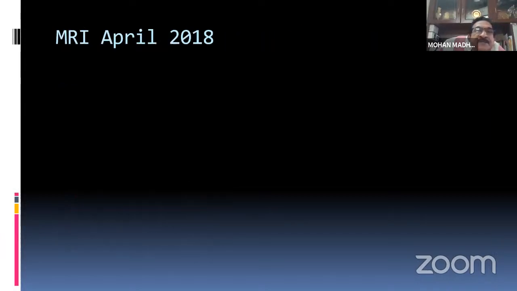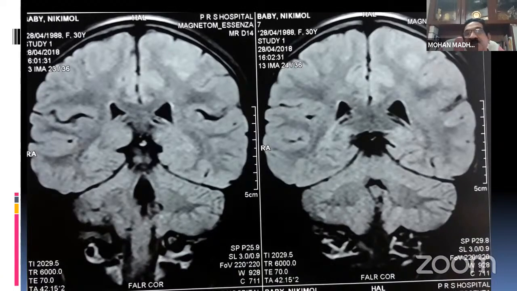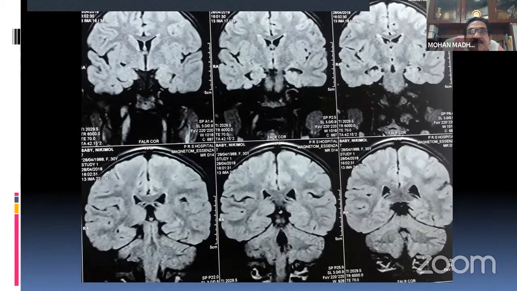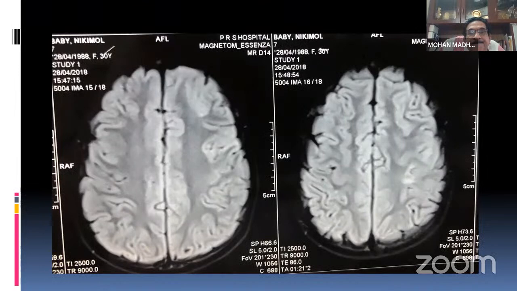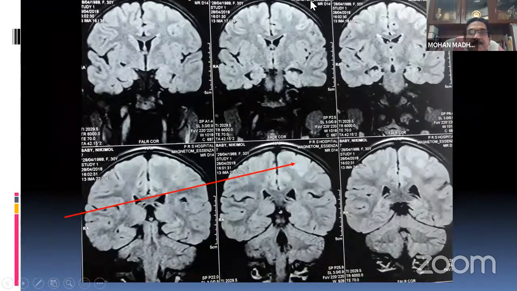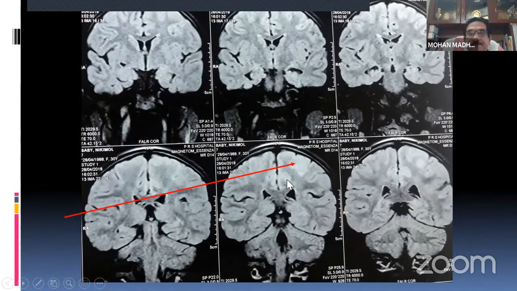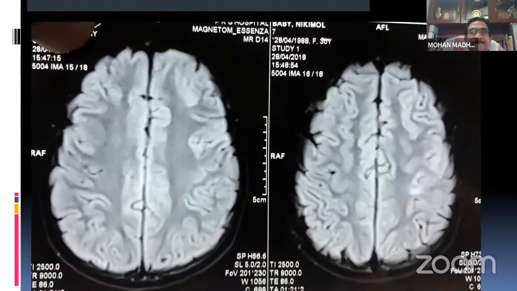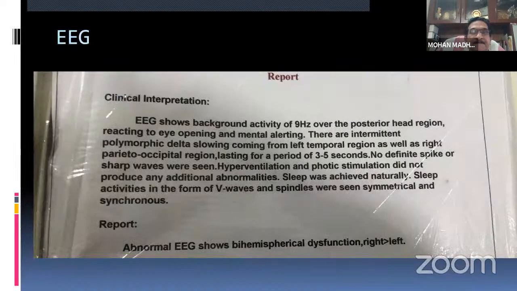So a repeat MRI was done. Now the lesion was seen in the left superior frontal region here, also in the other cuts, and also in the cingulate cortex. Here also there is hyperintensity. The EEG showed bilateral hemispherical slowing.